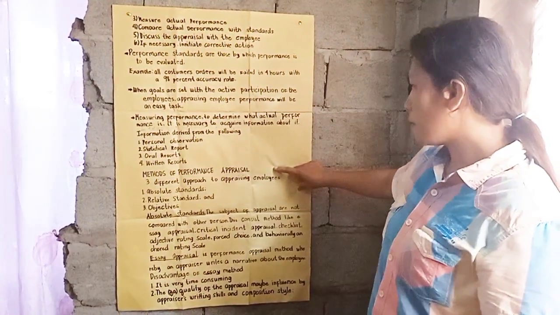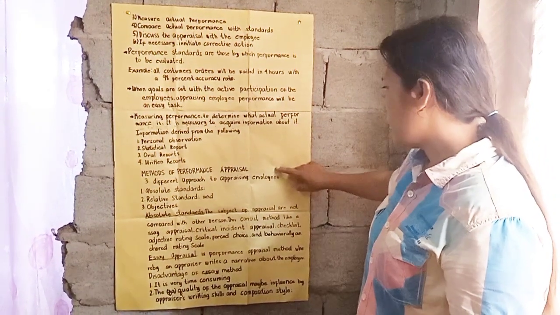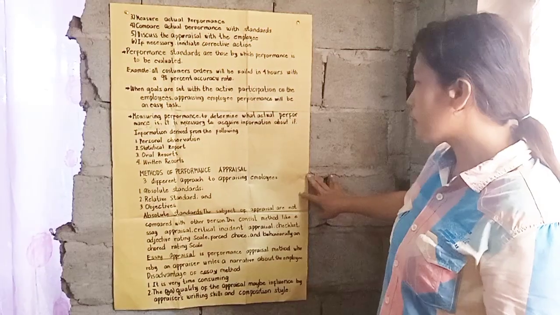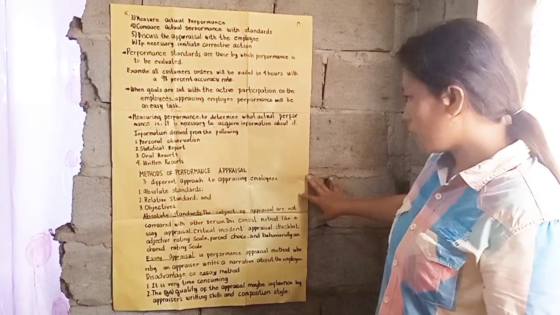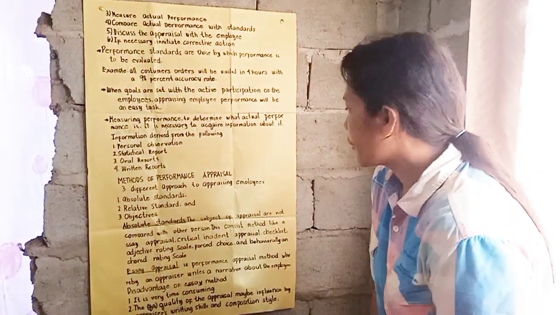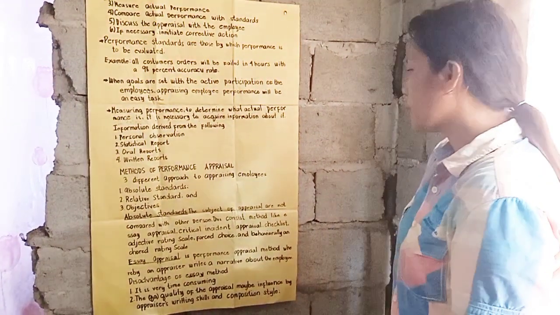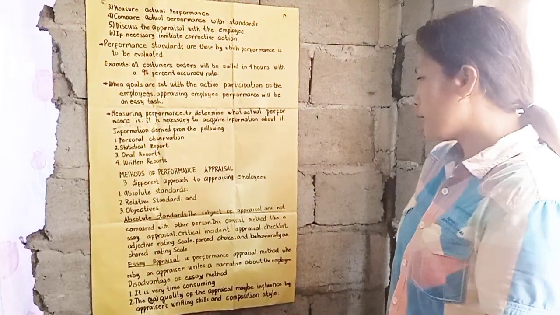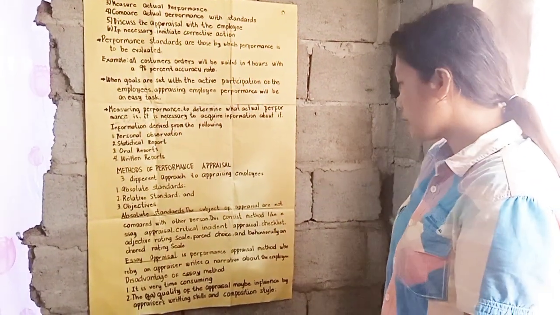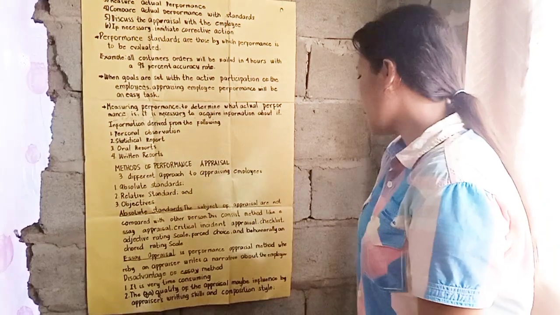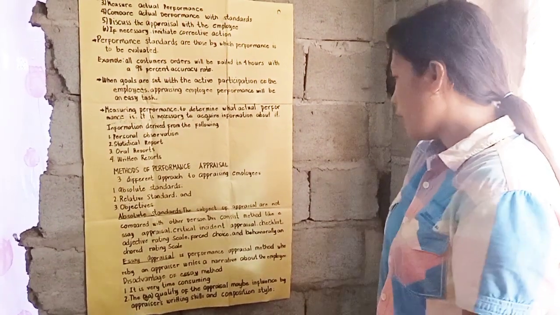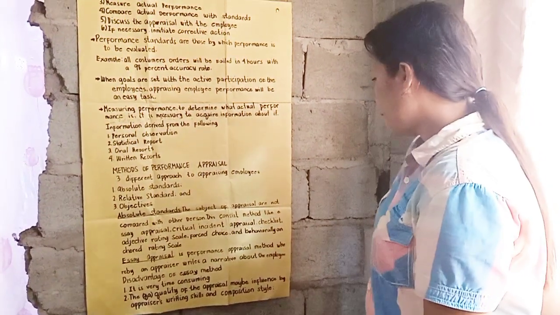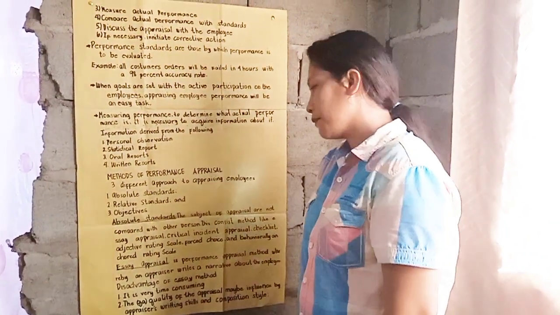Methods of performance appraisal. Three different approaches to appraising employees are absolute standards, relative standards, and objectives. Absolute standard. The subjects of appraisal are not compared with other persons. This consists of methods like essay appraisal, critical incident appraisal, checklist, adjective rating scale, forced choice, and behaviorally anchored rating scale.